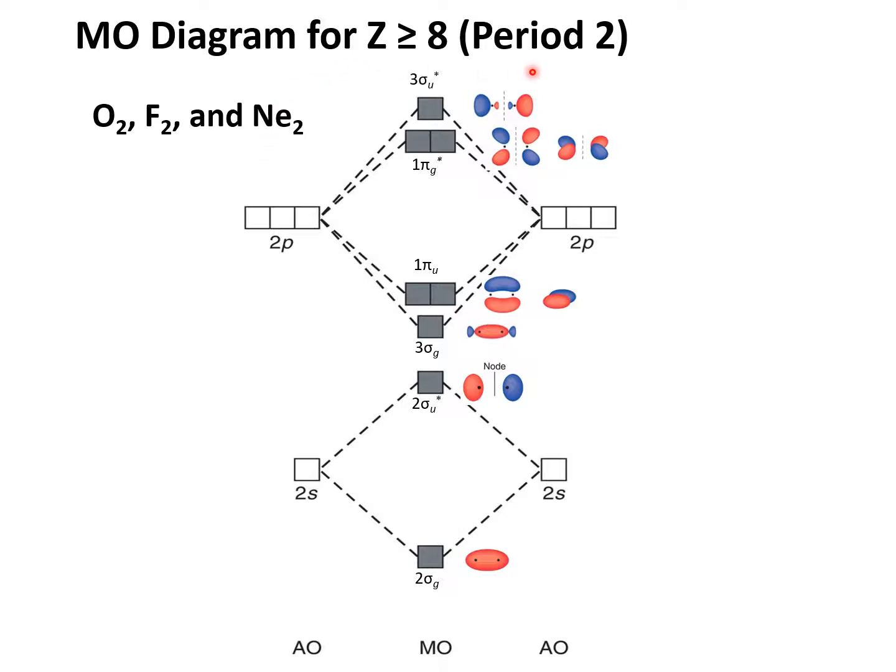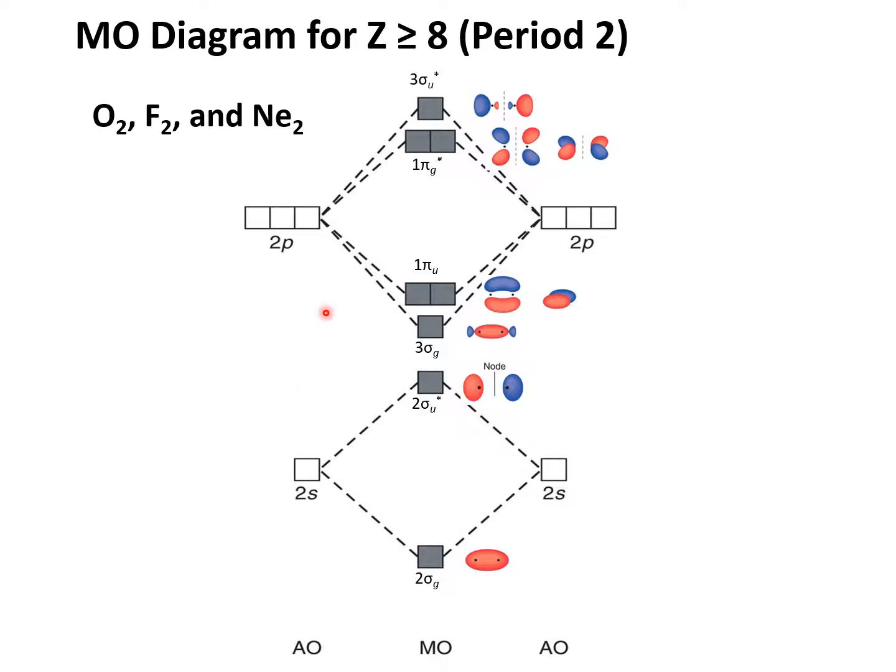located in period 2 of the periodic table. Looking at the atomic orbitals first, we see that the 2s atomic orbitals are the lowest energy atomic orbitals, and the 2p atomic orbitals are higher in energy than the 2s atomic orbitals, as we would expect. The bonding molecular orbital that results from constructive interference of the 2s atomic orbitals is the 2 sigma g bonding MO, which looks like this. And the antibonding MO that results from destructive interference of the 2s atomic orbitals is the 2 sigma u star antibonding MO, which looks like this.